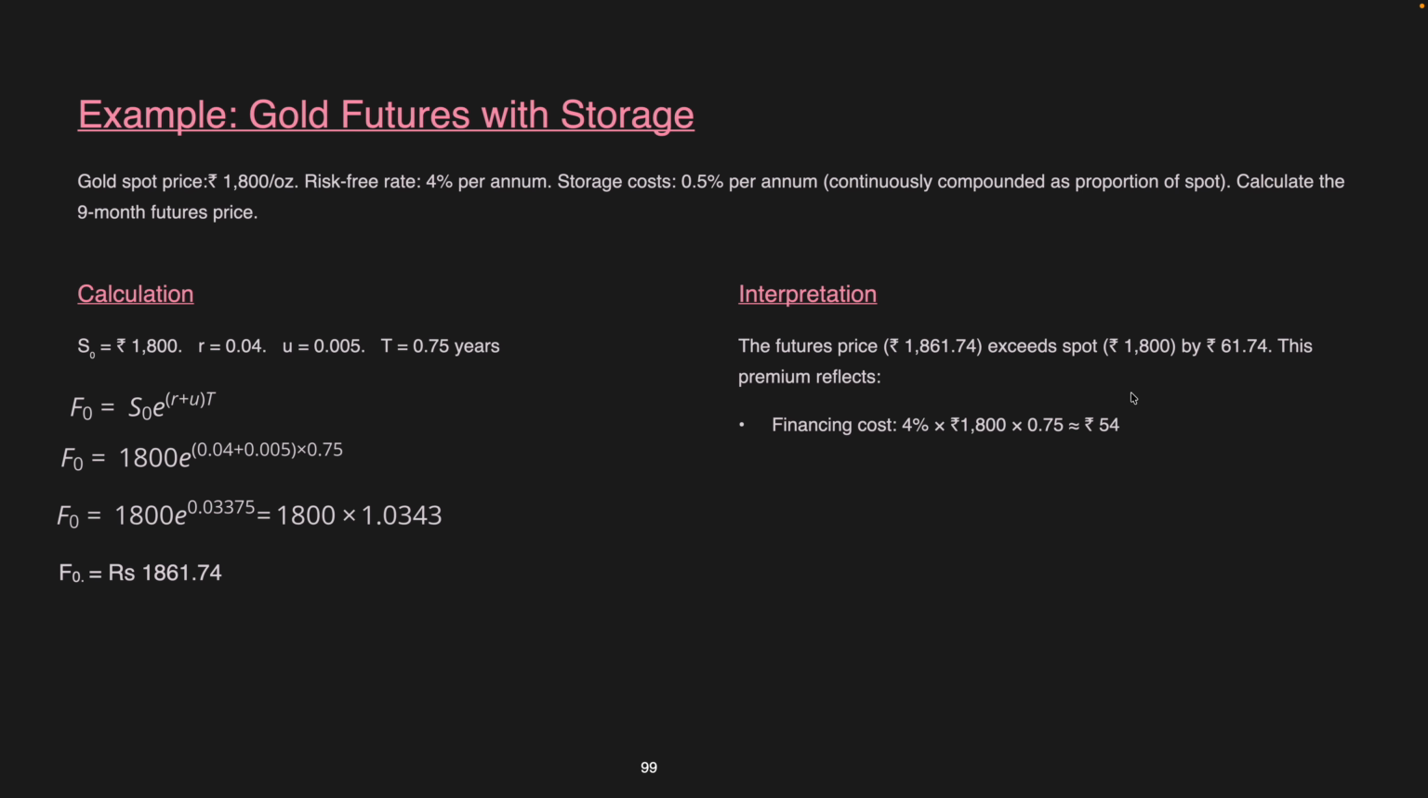So what is this cost of carry reflecting? It is reflecting the financing cost of 4% and the storage cost of 0.5%. See here, 1861 minus 1800 is 61 rupees 74 paisa. The financing cost is 4% of 1800 for a period of 9 months, which is 54 rupees, and the storage cost of 0.5% of 1800 for 0.75 years is about 6.75. So this also equals approximately 61 rupees.